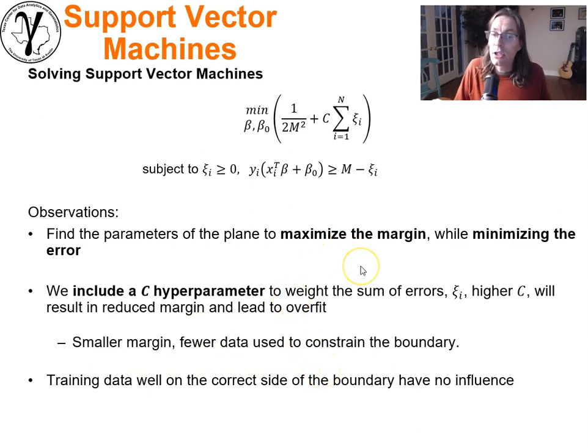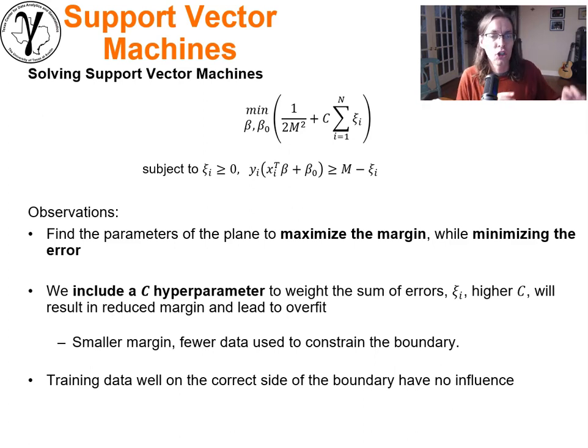Now, the other thing too, and this is a good reminder: if we look at all of these terms and everything going on in the equation that we're minimizing, we're picking the very best hyperplane to minimize this. It reminds us once again that training data well on the correct side, outside the margin, on the correct side of the boundary, will have no influence on the result.